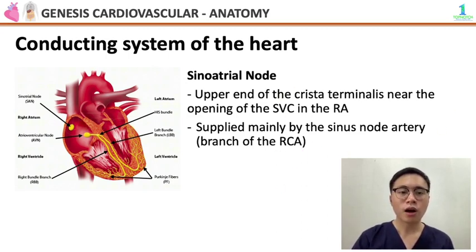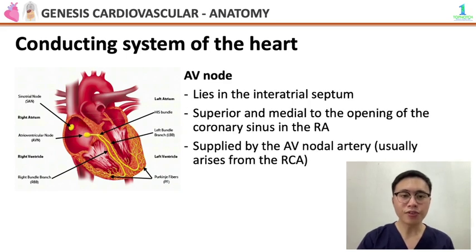Okay? How about for the AV node? So the AV node lies within the interatrial septum. Saan yon? So tingnan natin, ito siya. Okay, so there you go. There you have the AV node in the interatrial septum, and it's superior and medial to the opening of the coronary sinus. Okay, and this one is supplied by the AV nodal artery, which usually also arises from the RCA.